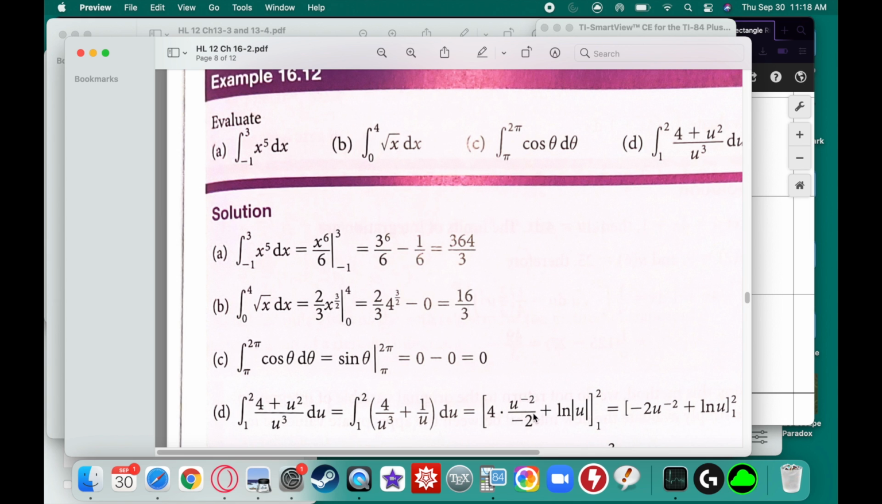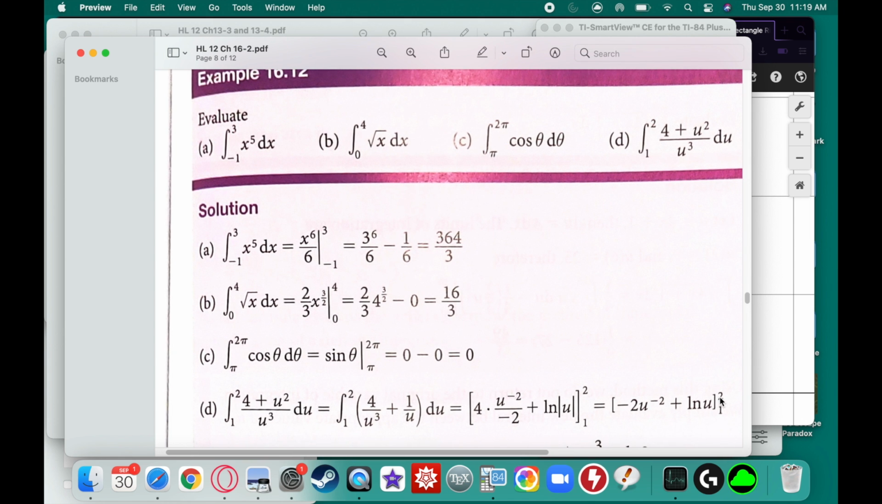There we go. And we do a little bit of, oh, did I do that wrong? Negative, oh, right, you put the negative 2 on the denominator. Yeah, that's right. I'm trying to do this verbally. 4 divided by negative 2 is negative 2u to the negative 2, and natural log of u. Now, you've got to evaluate this at 2 and 1. If I plug in 2 right here, this is going to be 1 over 4. So this first one's going to be negative 1/2. This one's also going to be the natural log of 2. Okay? Then that's going to be the first part.